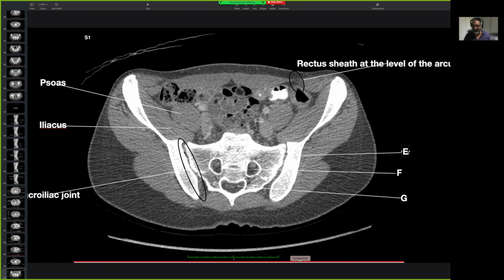Sacrum, but that's the, yeah, ala of the sacrum. The ala, I think I may have forgotten telling you, is the wing of the sacrum, the wing that articulates with the sacroiliac joint. It's called the ala of the sacrum, but that's fine. Sacrum is okay.